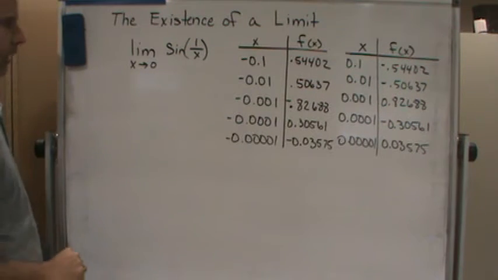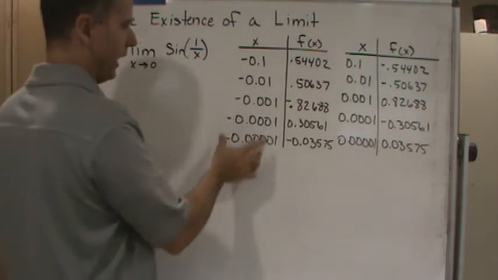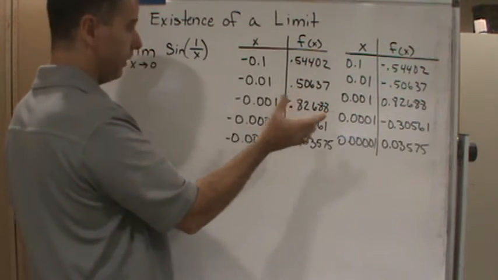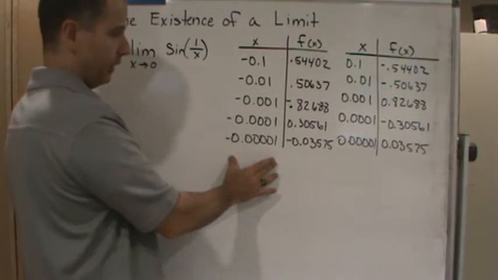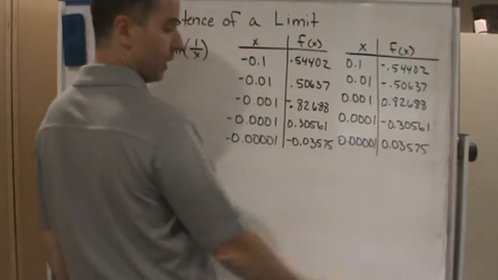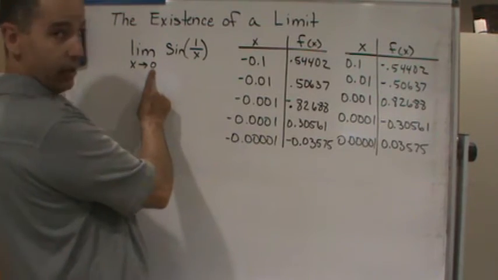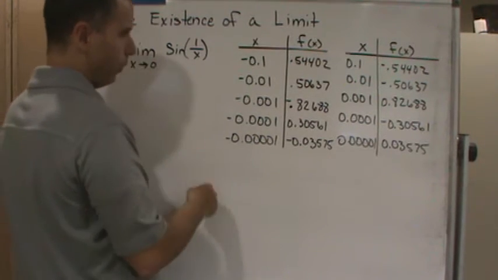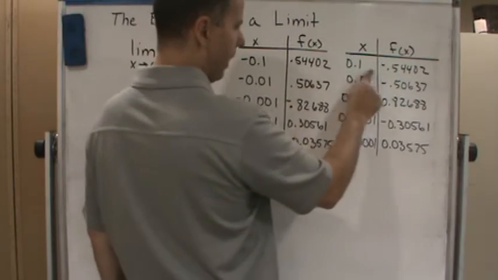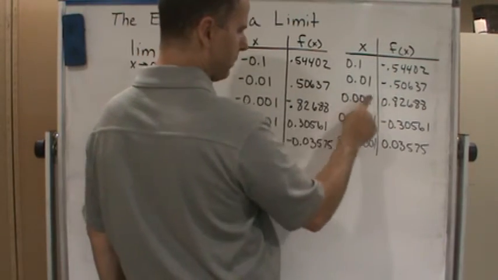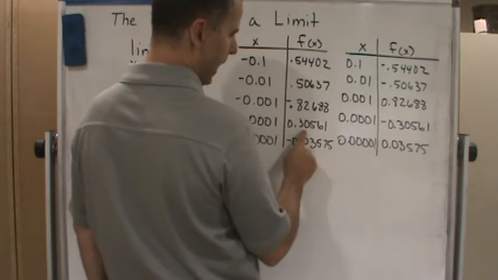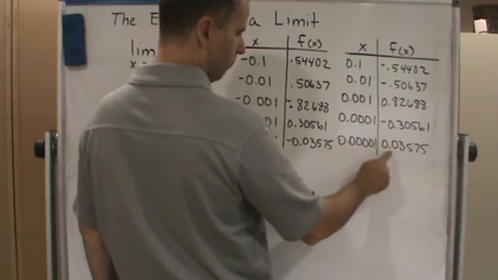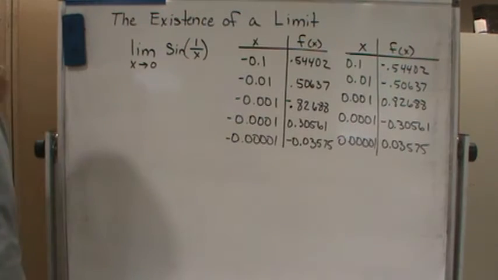over x. Now, as we can see here, as we do the same table method, we look at values coming from the left and then values of x coming from the right of the a value, which is 0 in this case. We see that the values of either of these don't seem to be approaching the same value. In fact, they're the opposite sign of each. Okay, so we suspect that this does not have a limit.